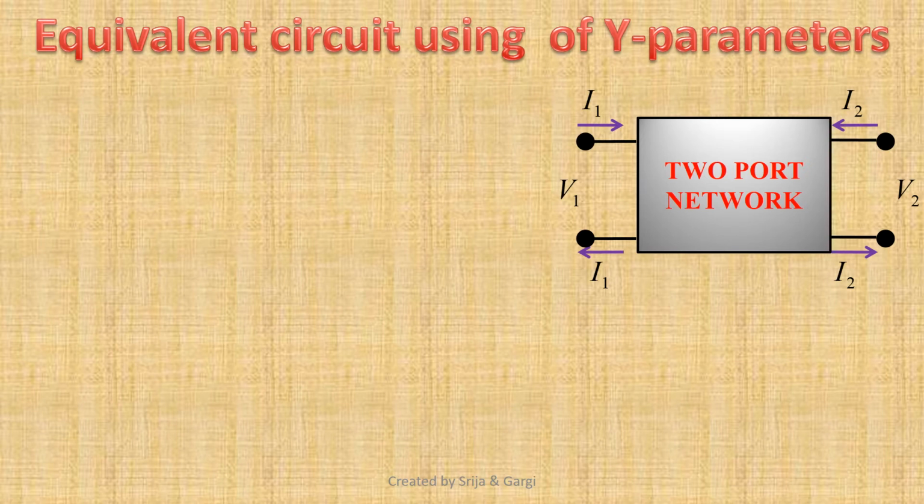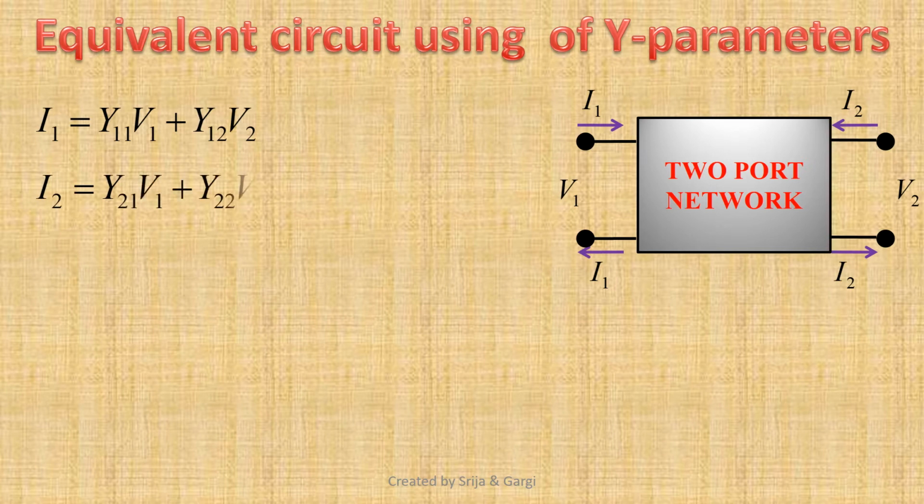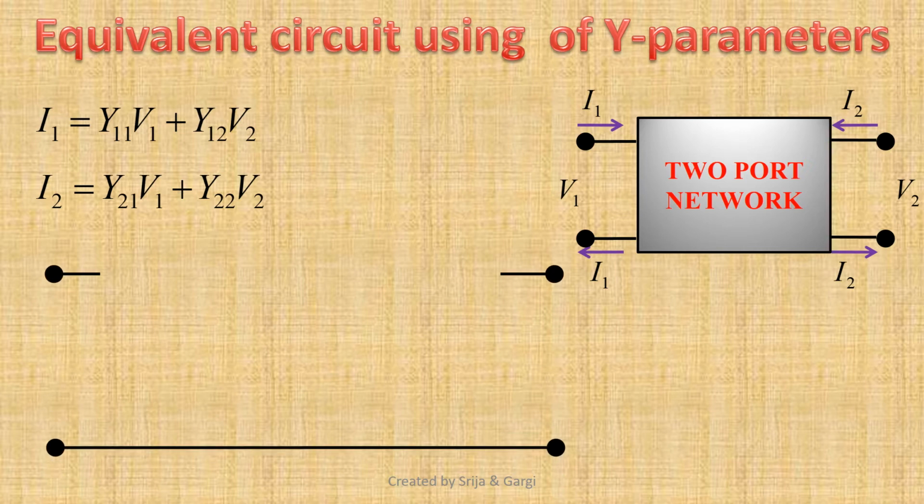Now let us draw the equivalent circuit using Y parameters. The linear equations used to describe a two-port network using Y parameters are I1 equals Y11 V1 plus Y12 V2 and I2 equals Y21 V1 plus Y22 V2. We have to implement these two equations while drawing the equivalent circuit. Let us draw the input and output ports first and then assign the port voltages and currents.